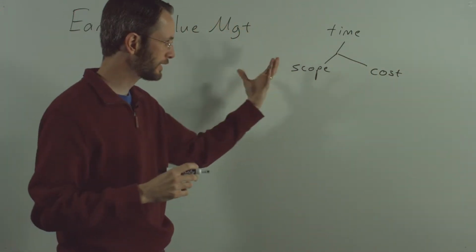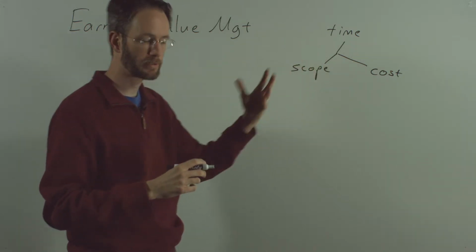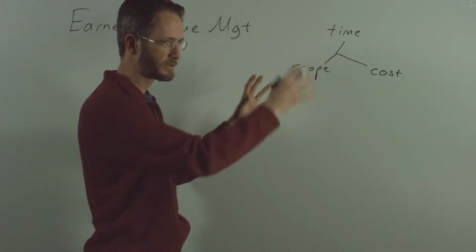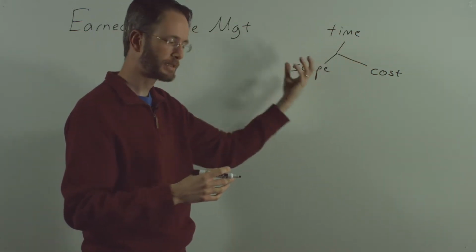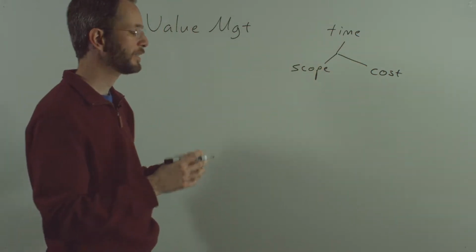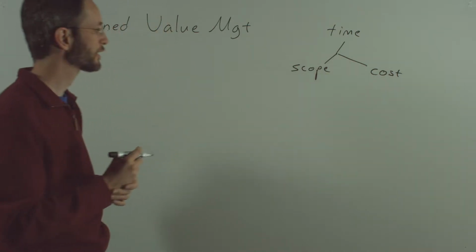So if one increases, typically the other 2 will increase, or at least they're related to each other in some way. So you reduce the scope of the project, and you reduce the schedule, and likewise reduce the cost. Again, not always, but often in projects.